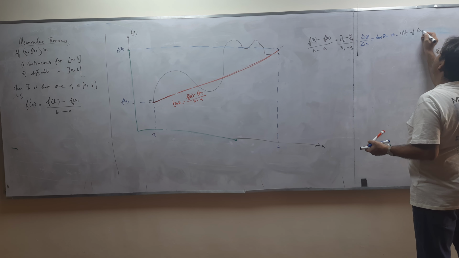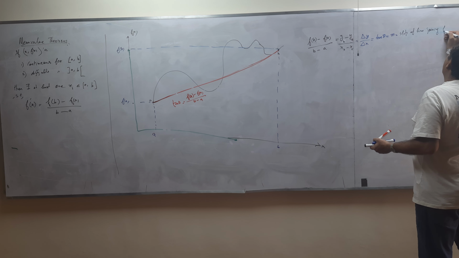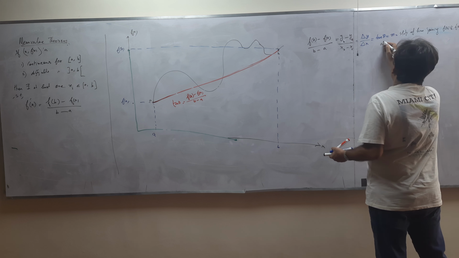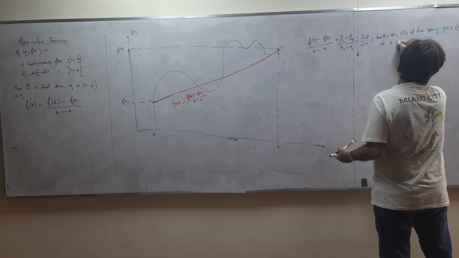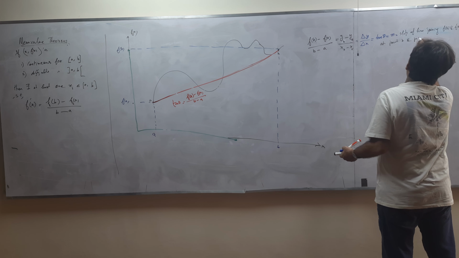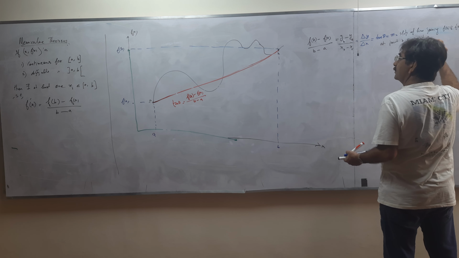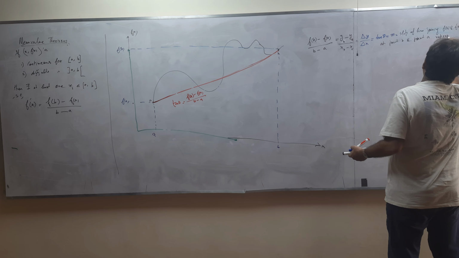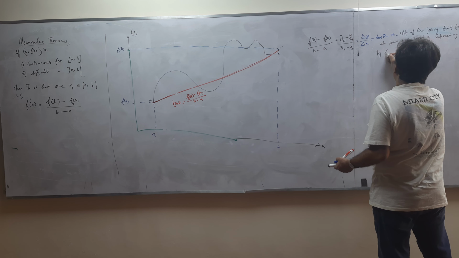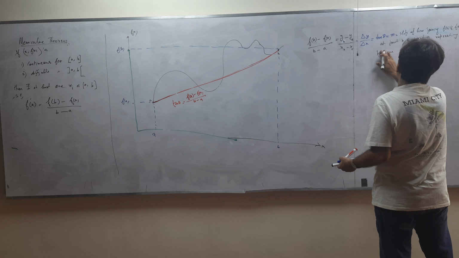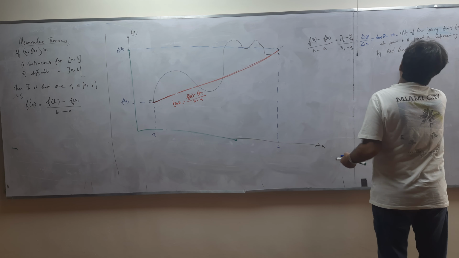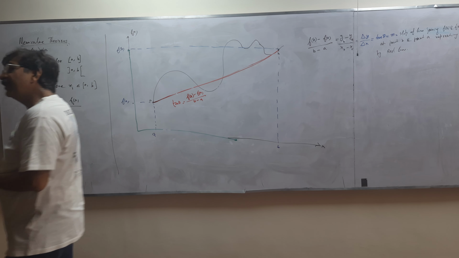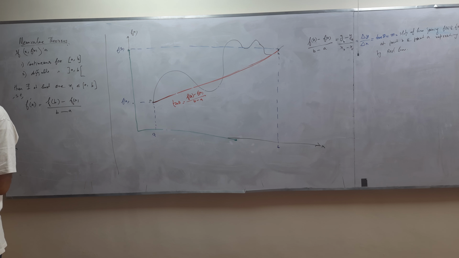Actually, this is the slope of the line joining FB at point B and FA at point A, represented by the red line. Please correct it. This is the slope of this line, not the slope of that. So this is the slope. Okay. Got it? And the derivative is also slope.